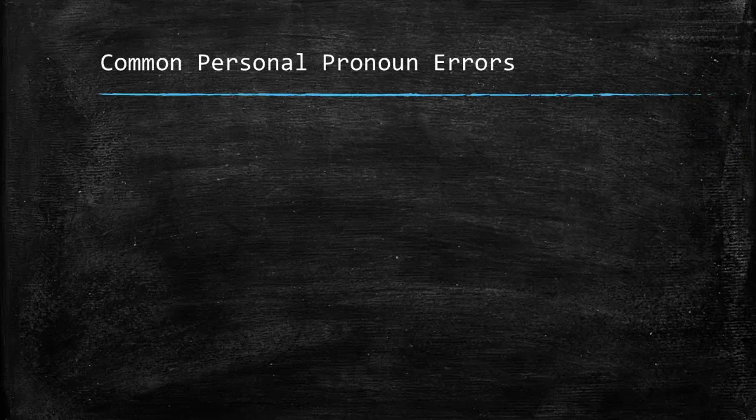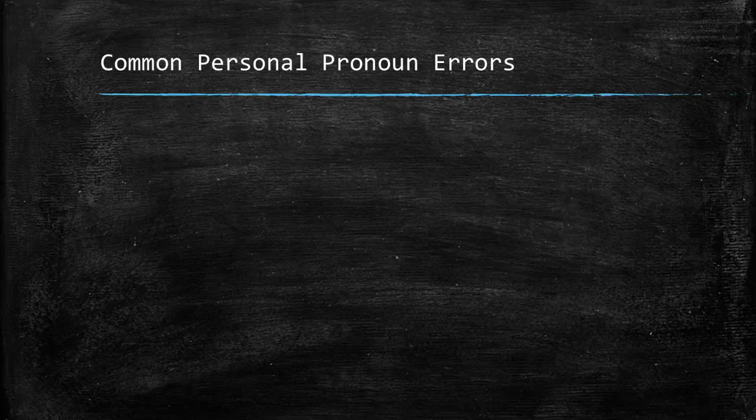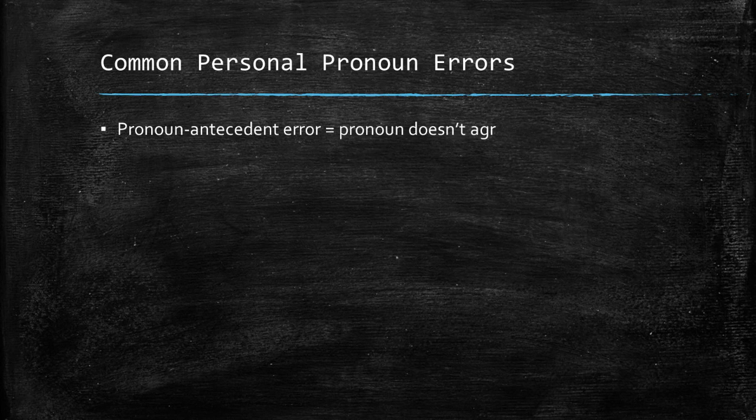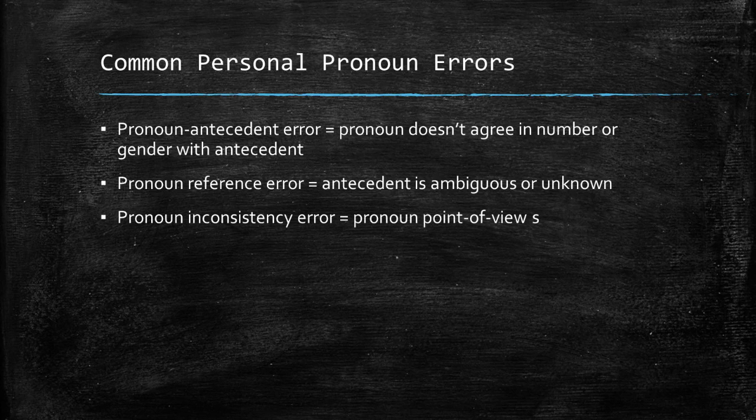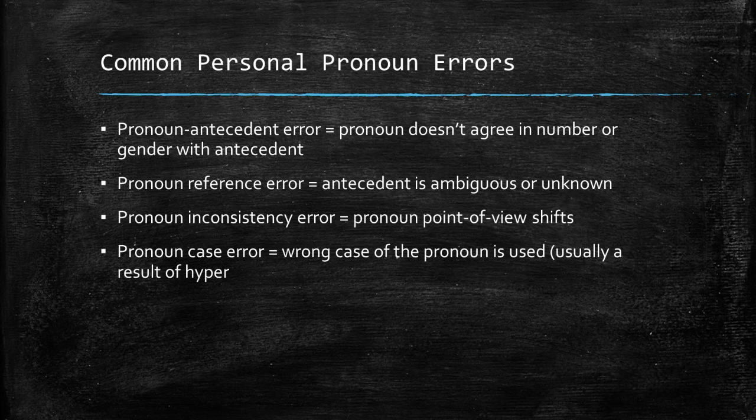Let's take a look at some common personal pronoun usage errors, which are some of the most widely tested sorts of sentence errors on those standardized tests like SAT and ACT, the writing sections. We're going to look at four different very common errors: the pronoun antecedent error, the pronoun reference error, the pronoun inconsistency error, and finally the pronoun case error. Let's look at each of these one by one.